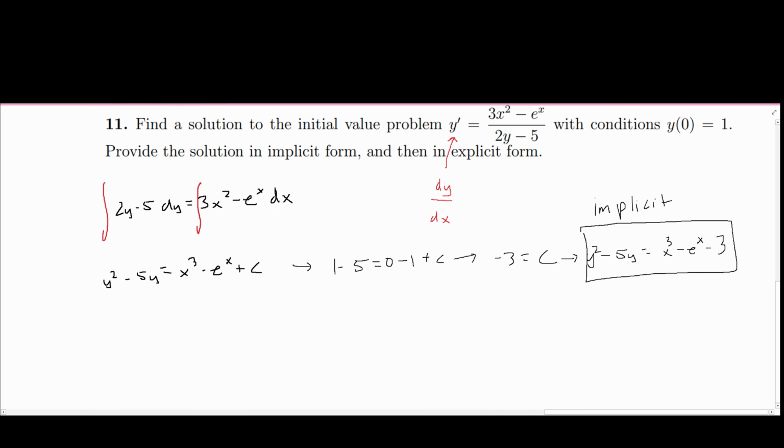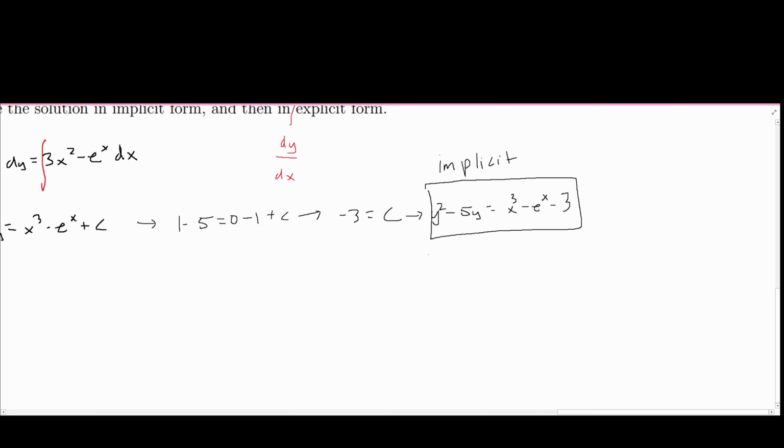y squared minus 5y is equal to x cubed minus e to the x minus 3. This is implicit because y is not completely solved for. However, we will need to do that for our explicit form. To find how we would write it explicitly, we're going to have to do a little trick. To solve for explicit, we're going to have to complete the square here.